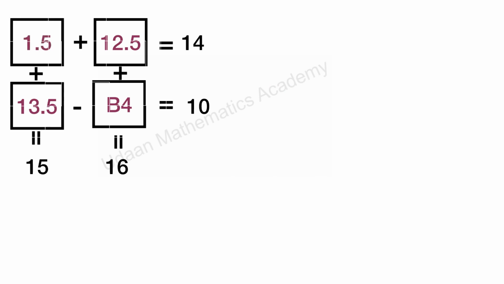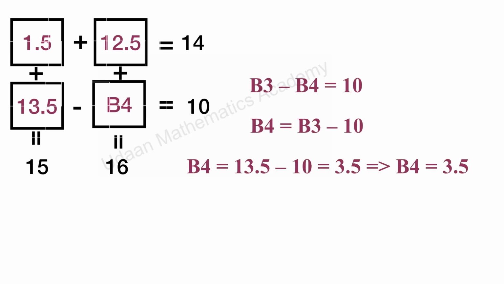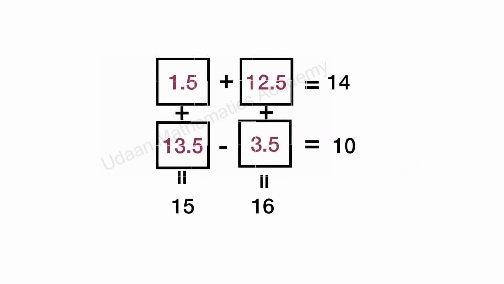Similarly, from initial equations, we know B3 minus B4 equals 10, and this equation can be rewritten as B4 equals B3 minus 10. Since the value of B3 is 13.5, the value of B4 is 13.5 minus 10, which equals 3.5. So now we have all the values. That is B1 is 1.5, B2 is 12.5, B3 is 13.5 and B4 is 3.5.